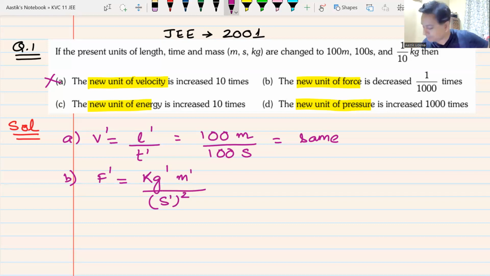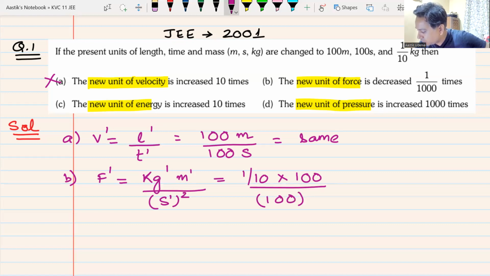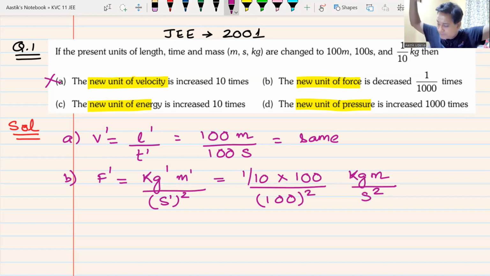MLT minus 2. So new kg is 1 by 10 of kg, multiplied by new M dash is 100 times of M, divided by new second is 100 times of second. So 100 square, and then I will have the original kg meter per second square. Do we all understand this? Can I have some raised hands?